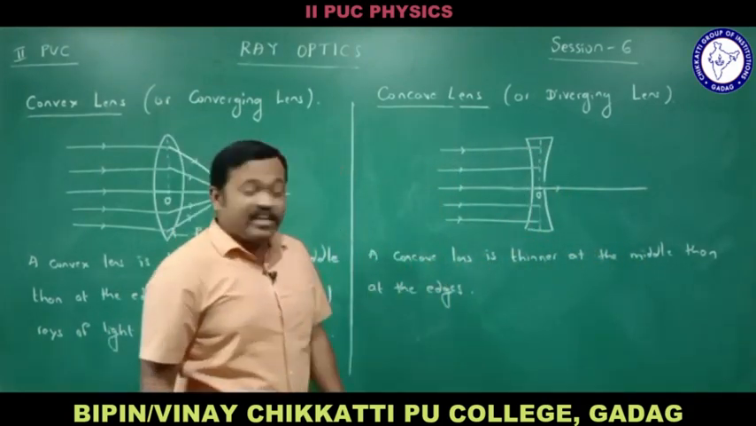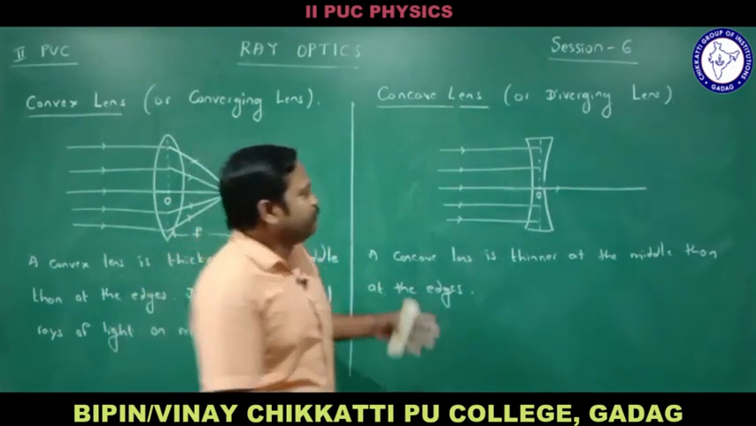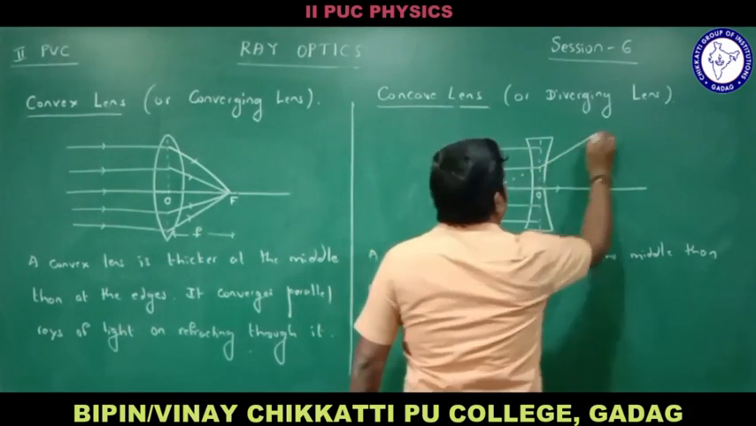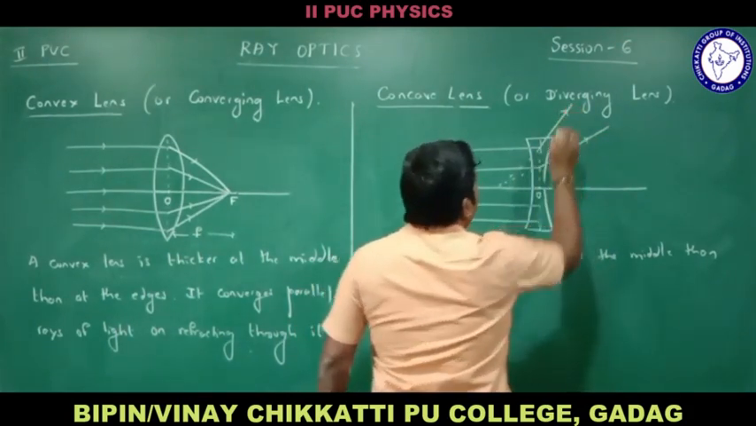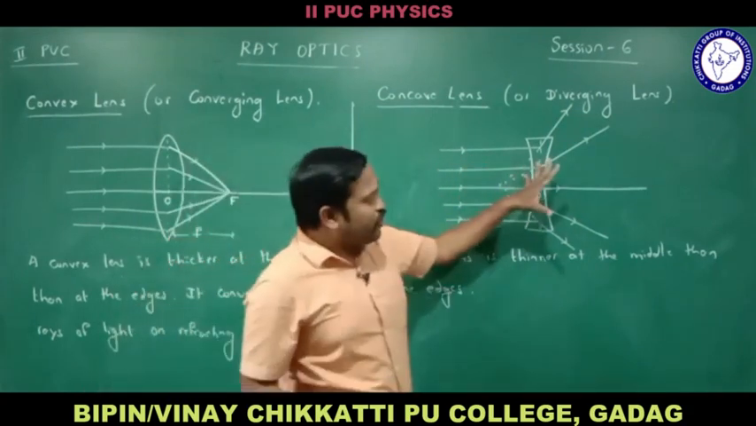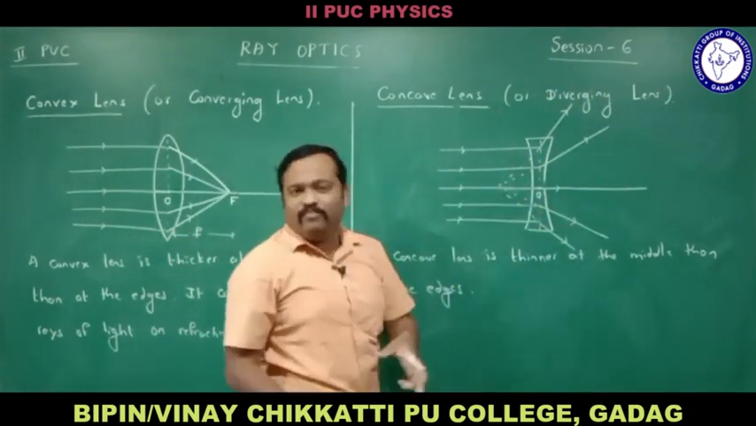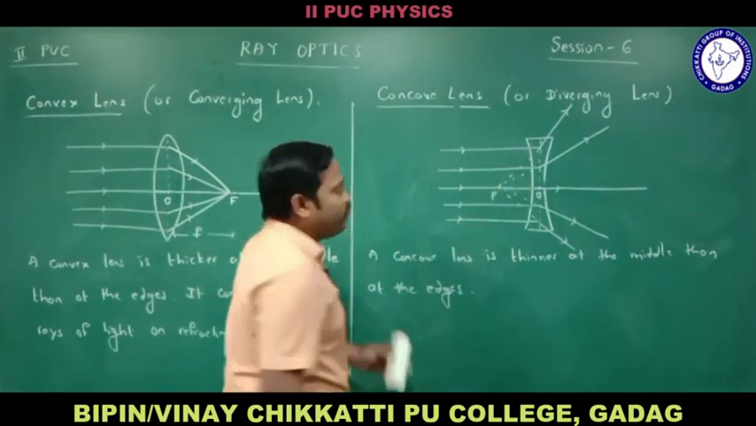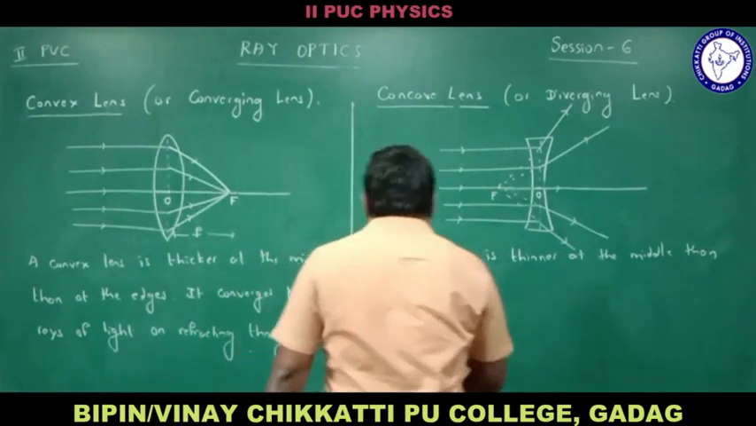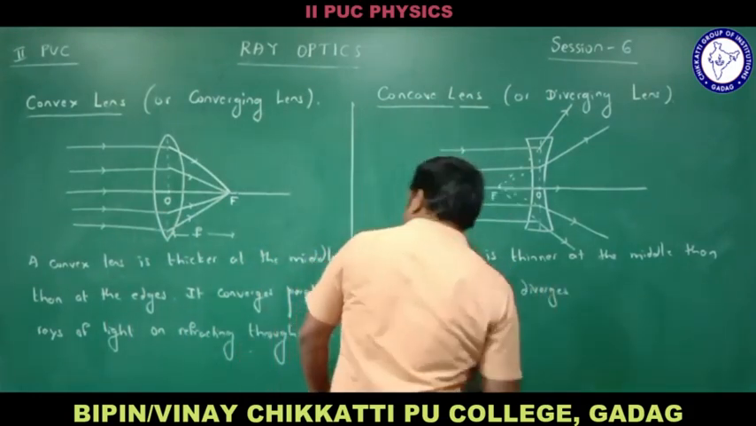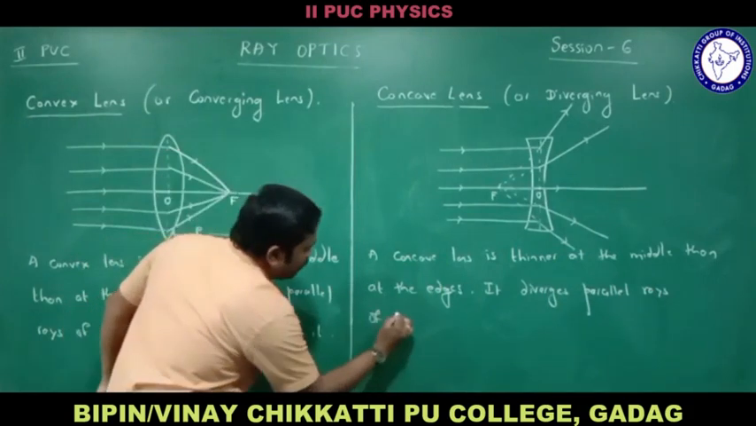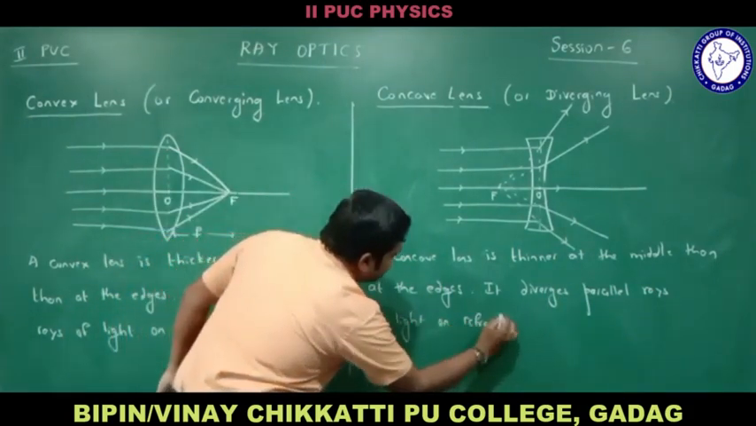What does a concave lens do? It diverges the parallel rays of light. If parallel rays of light fall on the concave lens, they diverge in such a way that they appear to come from a point. So it diverges like this. This point is called the principal focus in the case of a concave lens. Shall I write the same thing here? It diverges parallel rays of light on refracting through it.